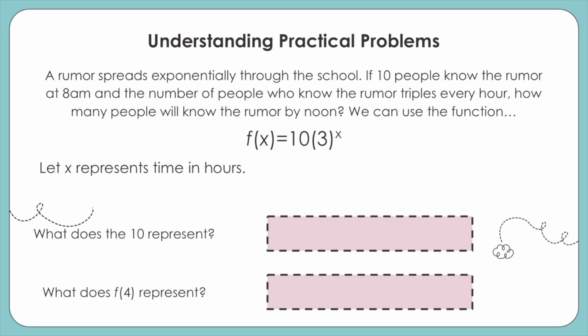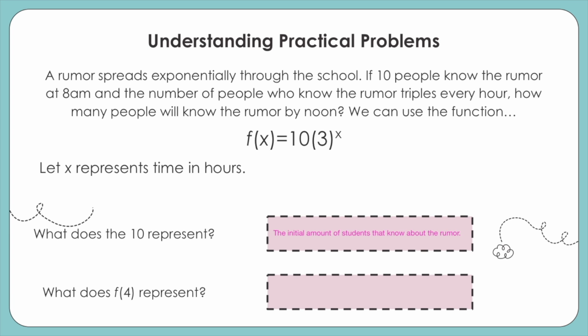So what does the 10 represent? Well, 10 represents the initial number of people that know about the rumors. And this is true about any of our practical problems involving exponential functions, is that initial value, that a value that we always see, is going to be the initial amount or the starting amount. In this case, it's 10 because 10 people knew about the rumor.